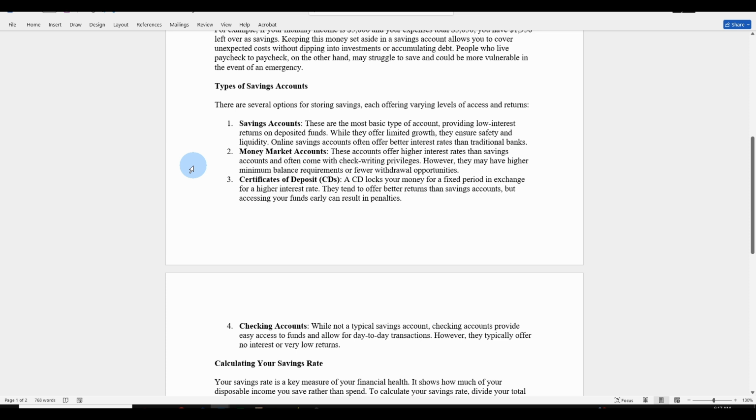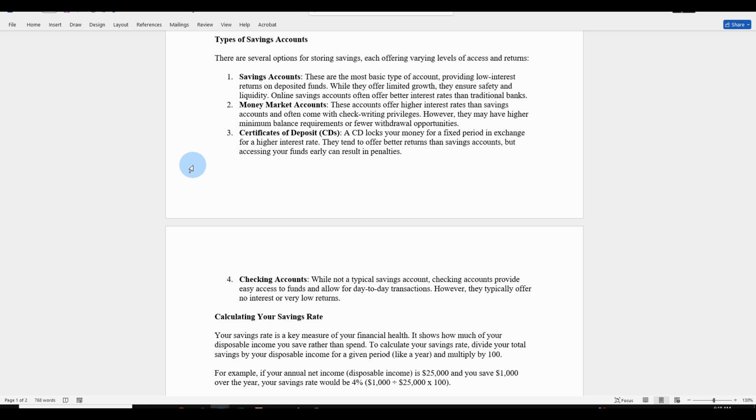Money market accounts: these accounts offer higher interest rates than savings accounts and often come with check writing privileges. However, they may have higher minimum balance requirements or fewer withdrawal opportunities. Certificates of deposit, CDs: a CD locks your money for a fixed period in exchange for a higher interest rate. They tend to offer better returns than savings accounts, but accessing your funds early can result in penalties.